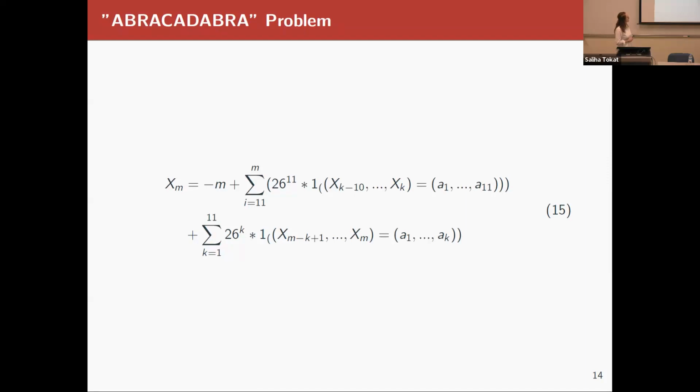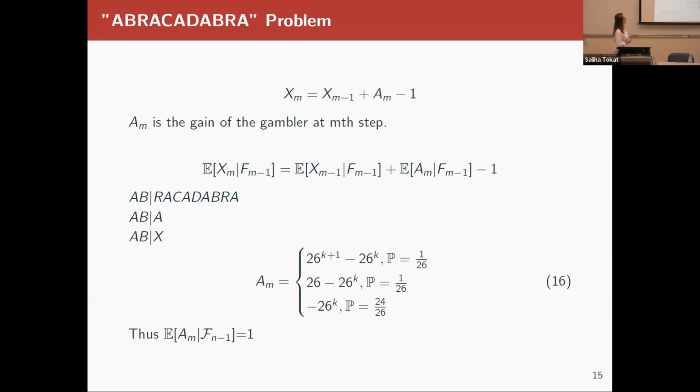For that repeat, our gambler gets a partial gain. So X_m is equal to this: X_{m-1}, the gain at the last step, plus A_m, the gain of the gambler at this step, and our gambler bets $1 again.